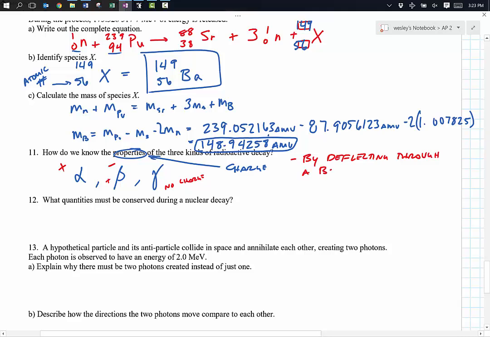By deflecting through a magnetic field, positive and negative particles turn different ways. And we'll draw that out here in a second. And different masses have different radii.